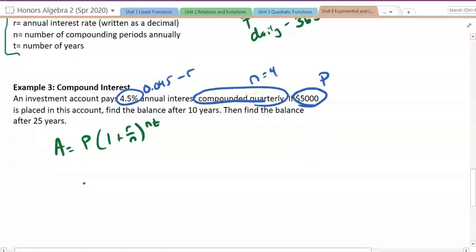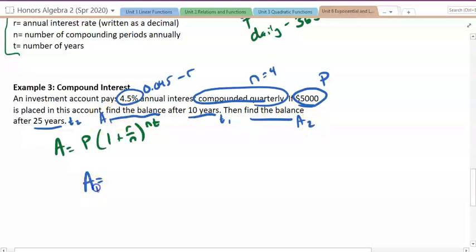And then we're actually doing this problem twice. We're going to first do it for 10 years, and the second is we're doing it for 25 years. So both of those would be my t's. This is t sub 1, this is t sub 2. And so, again, we're going to do this problem twice. A is the amount that we're finding. What's the balance? That's our A. So this would be A sub 2. This is A sub 1.